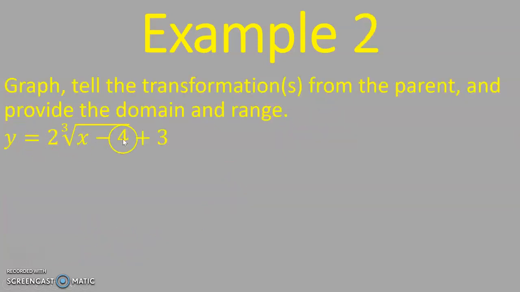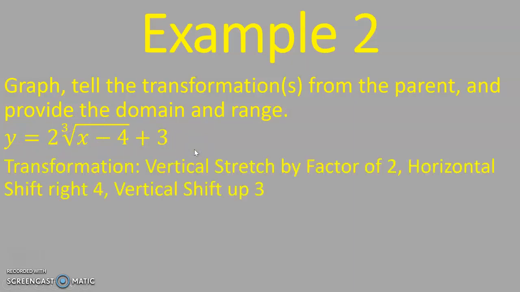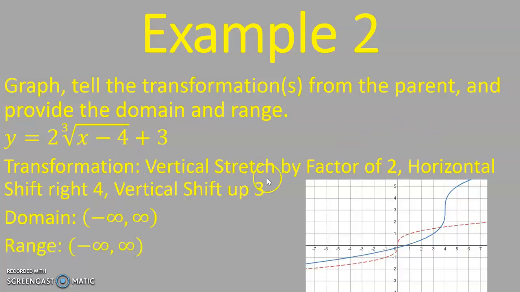Let's take an example of the same instructions. A little bit more going on here. Actually, first we'll look at the transformation this time. It's a vertical stretch by a factor of 2. That's because you're multiplying by 2. We'll see what that does in a minute. Horizontal shift right 4. Remember, you change the sign on the inside, or it's opposite of what you think. And vertical shift up 3. The domain and range, as you might expect, is still negative infinity to positive infinity.